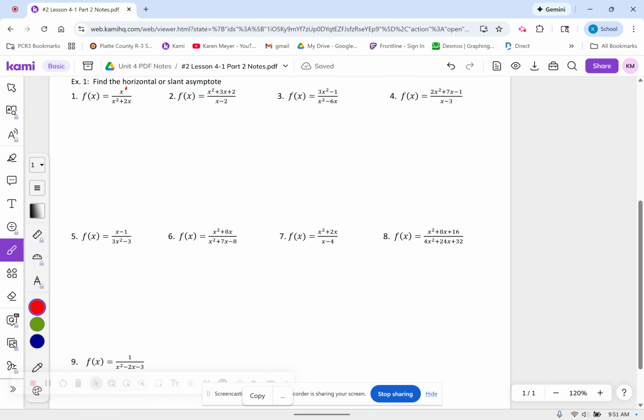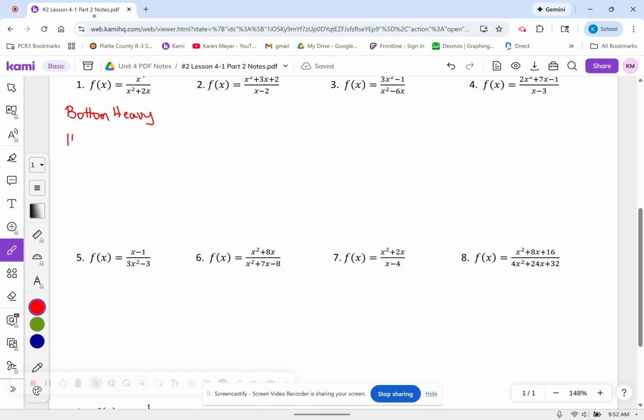Are you okay with saying it is bottom heavy, where the bottom is bigger than the top? Just for your reference, you don't have to write this down, but I'm going to put it there so that everybody knows what I'm saying, that it's bottom heavy. If it's bottom heavy, then if you look up above, bottom heavy is always an HA, and that one is always y equals 0. So you didn't even have to do any other kind of work. You have your answer and you're done.